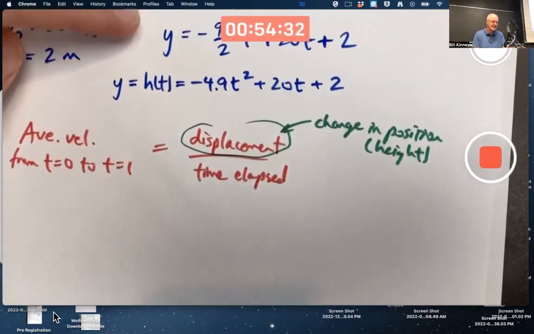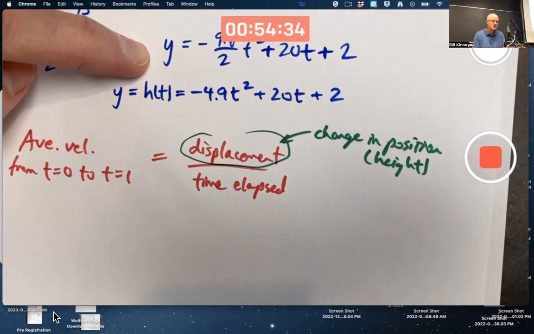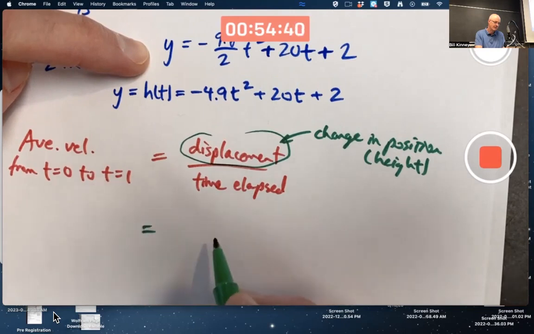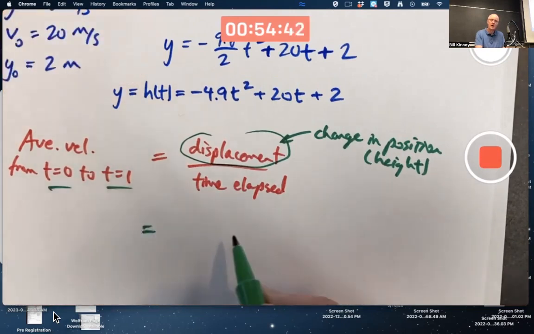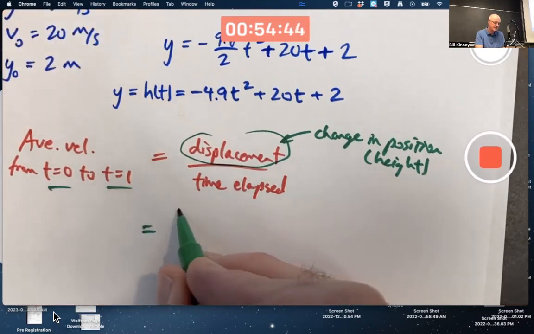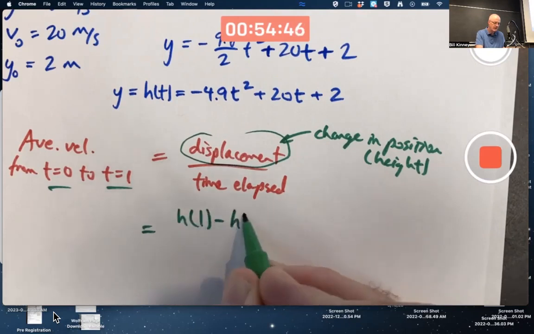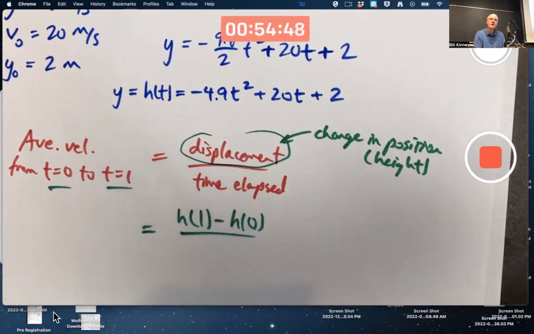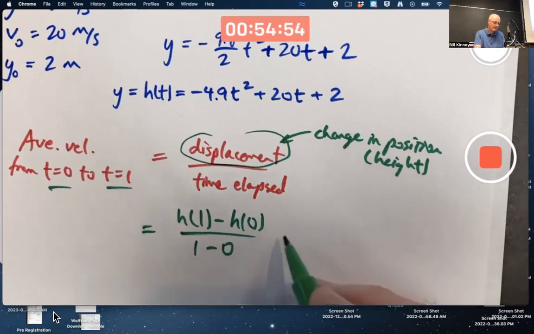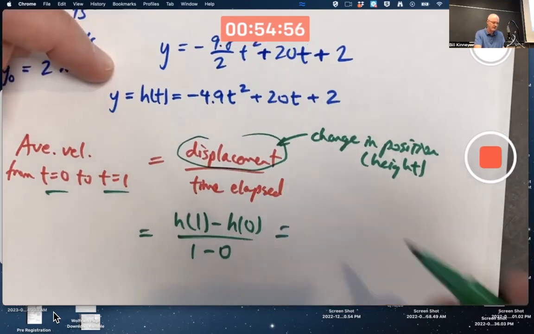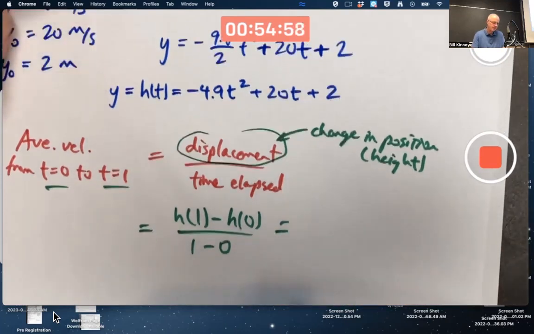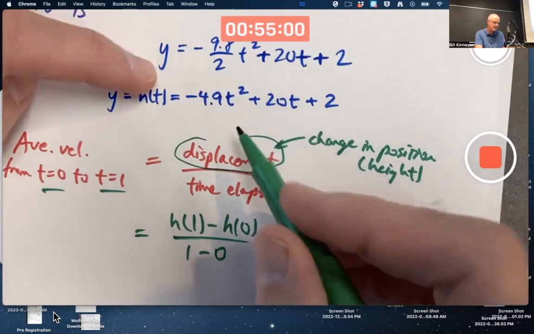This height function is a position. Changes in its value do represent a displacement. If it's from t equals 0 to t equals 1, the change in position is h of 1 minus h of 0, and the time elapsed is 1 minus 0. Use this formula, plug in those numbers. I'll be able to do it in my head here.